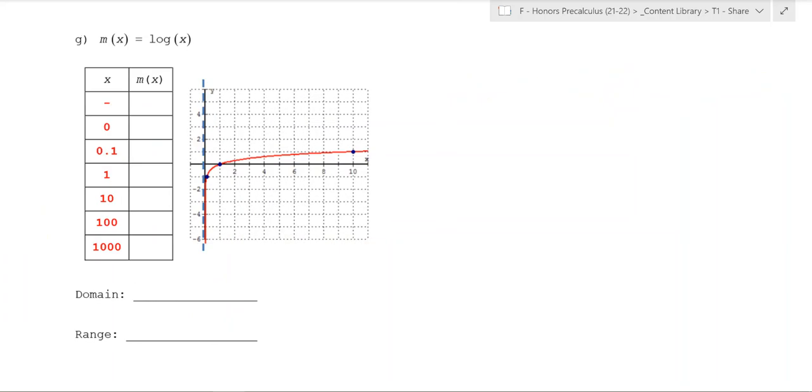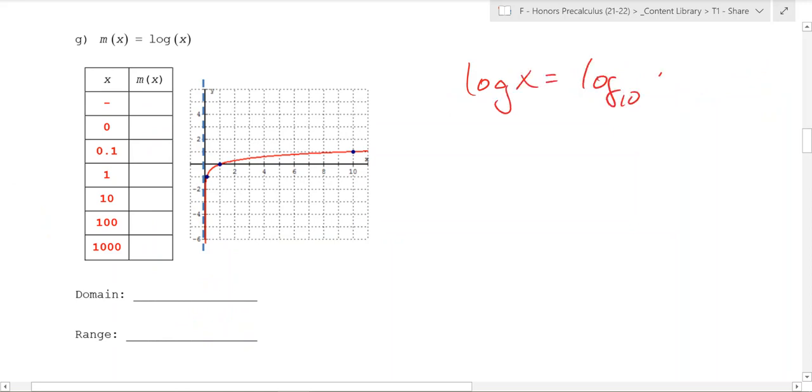Let's talk about logs. In this case, log with no base written in means log base 10 of x. That's the default base. It's the base we count in. Now, you might remember that the log of a negative number is undefined, and that the log of 0 is also undefined.